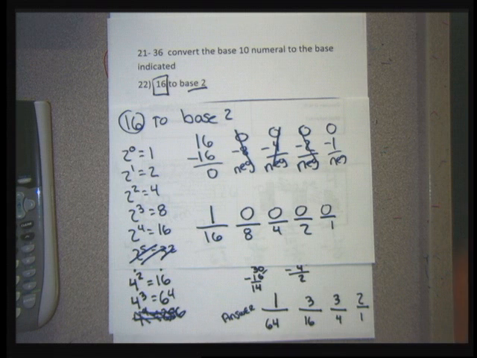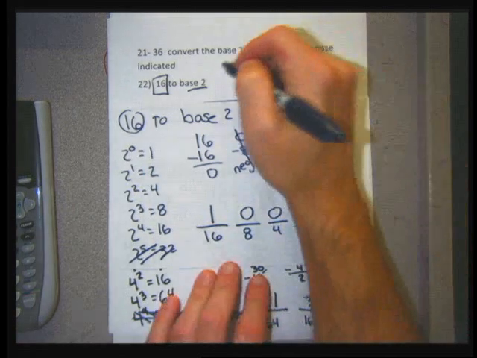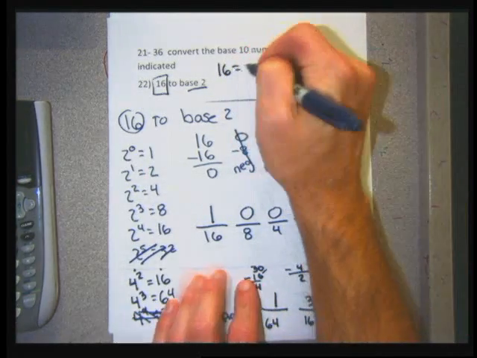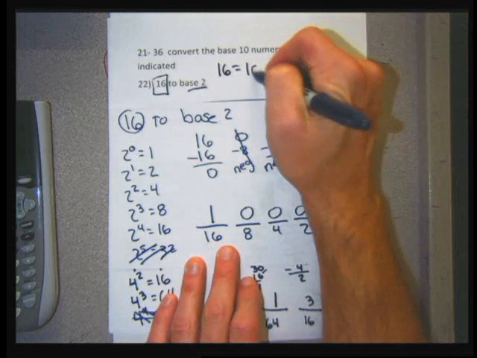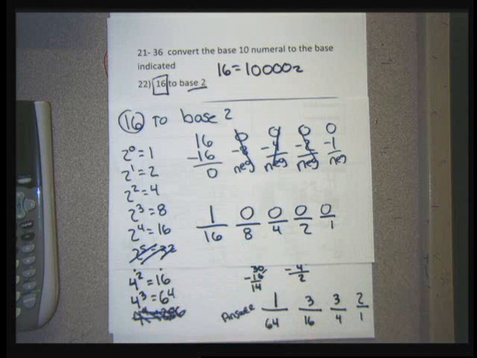Once you get to a 0, every number after it in your answer is going to be a 0. But you have to have a place in your answer for every power of the base that's less than the number that I'm starting with. So my answer to number 22 is 16 base 10 is equal to 1, 0, 0, 0, 0 base 2.